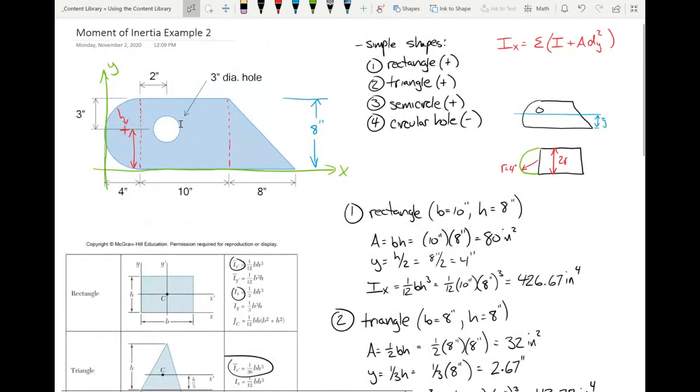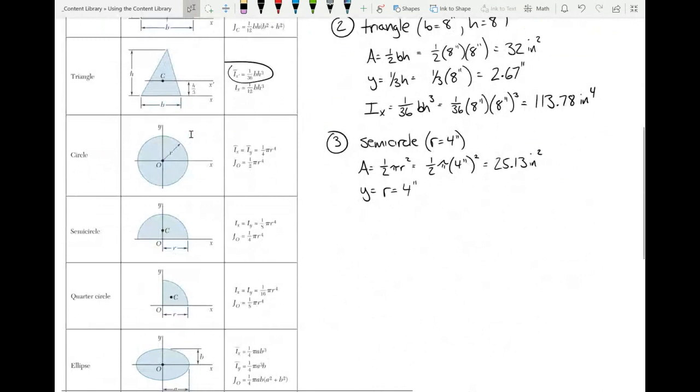Sorry, that drawing is admittedly not clear. Let me draw it like this. That's where the centroid is. This distance here is 4 inches. Everybody good on that?